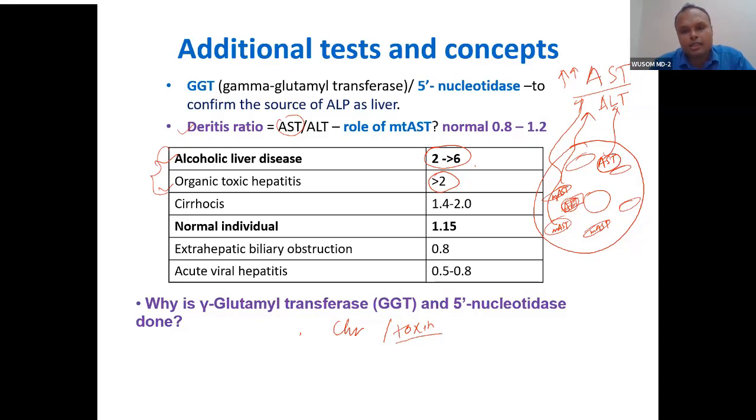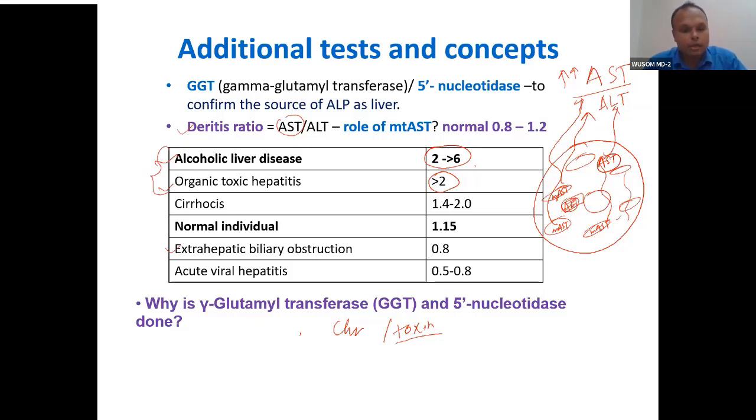Because in chronic condition, actually the cell will be fibrosed. Both AST and ALT decrease. Because AST concentration is higher inside the cell, if you compare cells, AST concentration is higher. That is why you can see AST in higher concentration here in normal individuals. So, extrahepatic biliary obstruction.